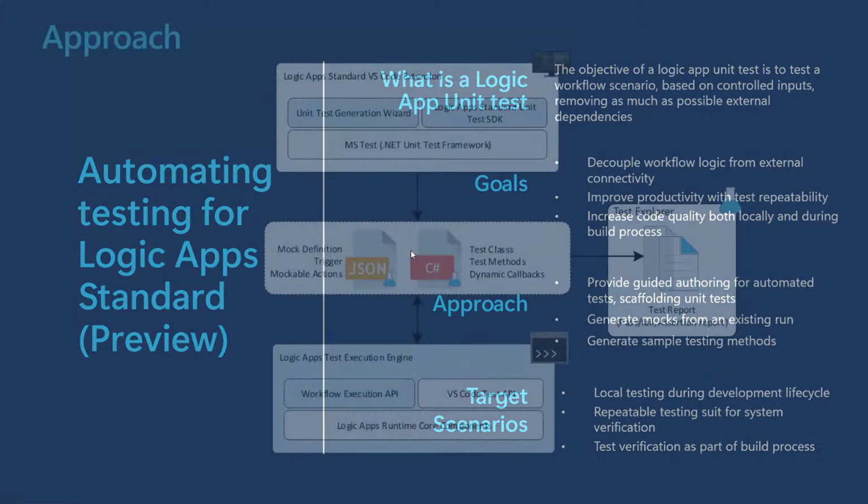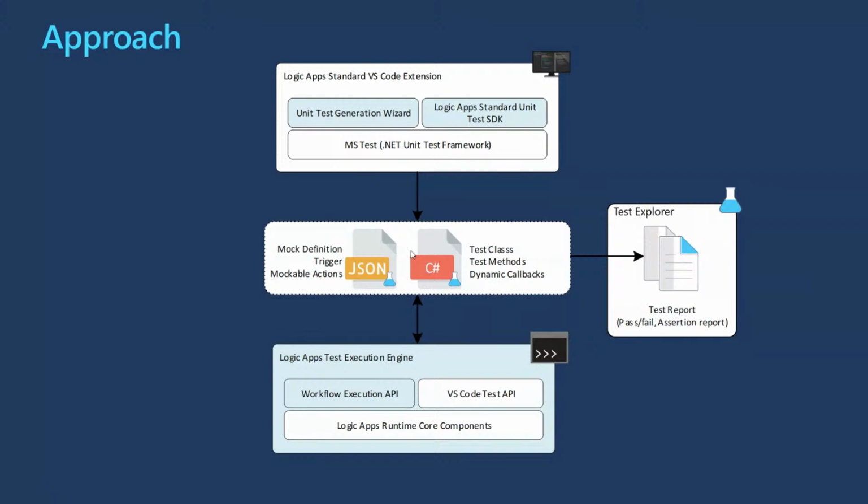So let's take a quick look at how that works. We have some components that we're creating on Logic Apps: some updates on the VS Code extension with what we call a unit test generation wizard, but also the creation of a new unit test SDK that is based on MSTest as a .NET unit test framework. So you'll be able to write your unit test code in a new C# project using not just the unit test framework for sessions and things like that, but also the new components that allow you to create mocks and also to assert on the test execution results.